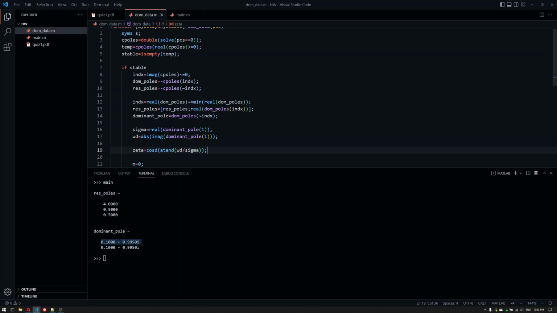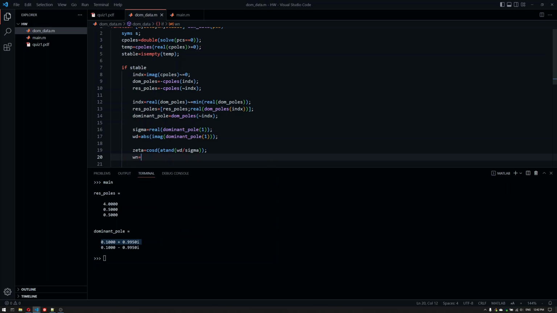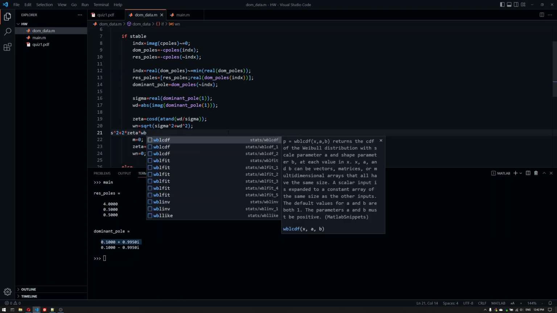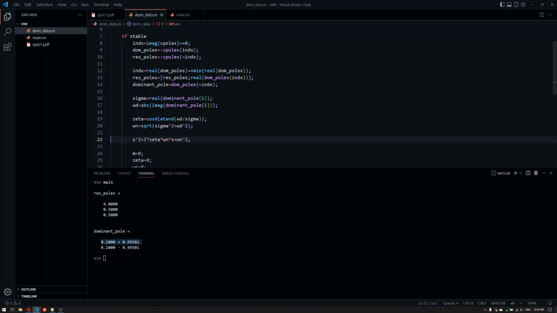And we also know that the natural frequency is basically the square root of sigma squared plus omega d squared. If you're not familiar with sigma, omega d, zeta, omega n, just write down s squared plus 2 times zeta times omega n times s plus omega n squared.